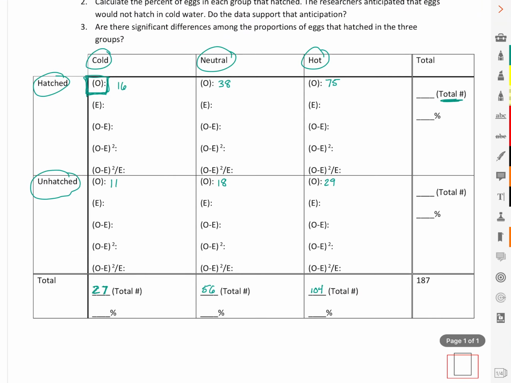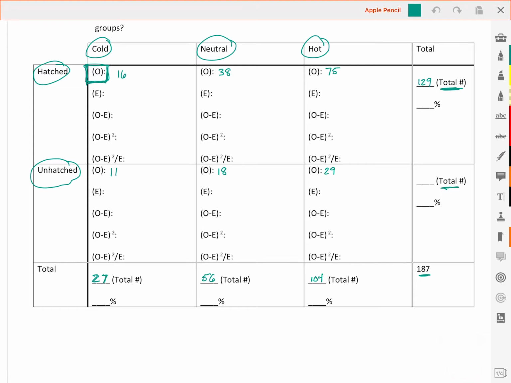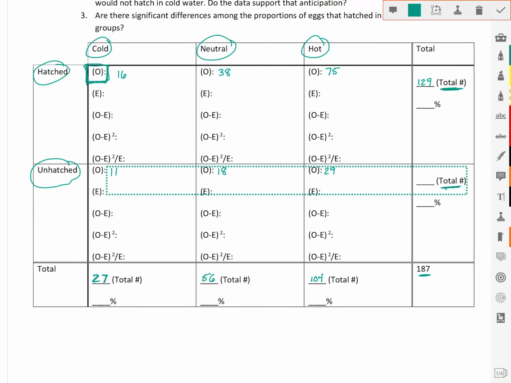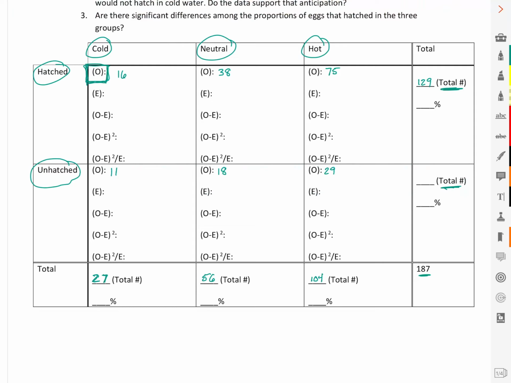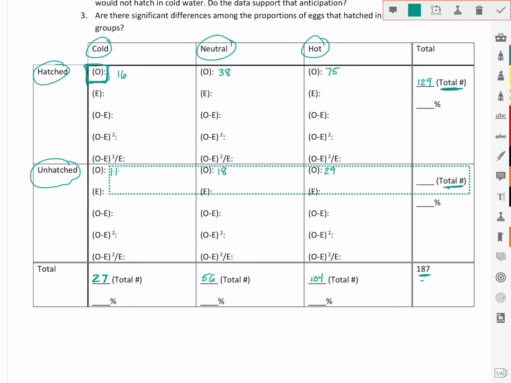So over here, what is the total number of hatched eggs? Well, all we're going to do here is add 16 hatched cold plus 38 hatched neutral eggs plus 75 hatched hot eggs, which is going to give us 129 eggs. And one of the things I've already given you is the total over here, 187. So there are two different ways you can figure out how many unhatched eggs are left. One of them is to do the same thing where we add up 11 plus 18 plus 29. Or the other way to do it is to simply take 187 minus 129.